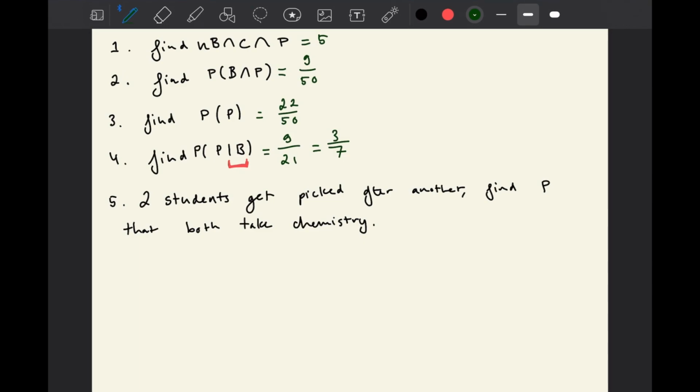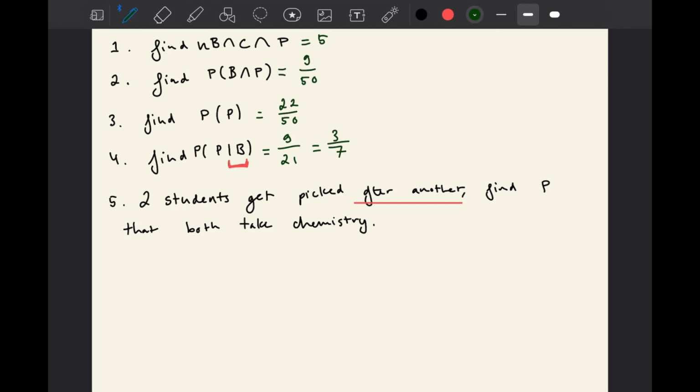Lastly, we have a question that says that 2 students get picked, and let me highlight this, after another. Find the probability that both take chemistry. The "after another" is really crucial to understand. Here, "after another" suggests that once we pick that student out, they're not replaced, they're a student. That doesn't work that way. So what does that suggest? That our sample space is going to be reduced by 1. And let me show you what I mean.